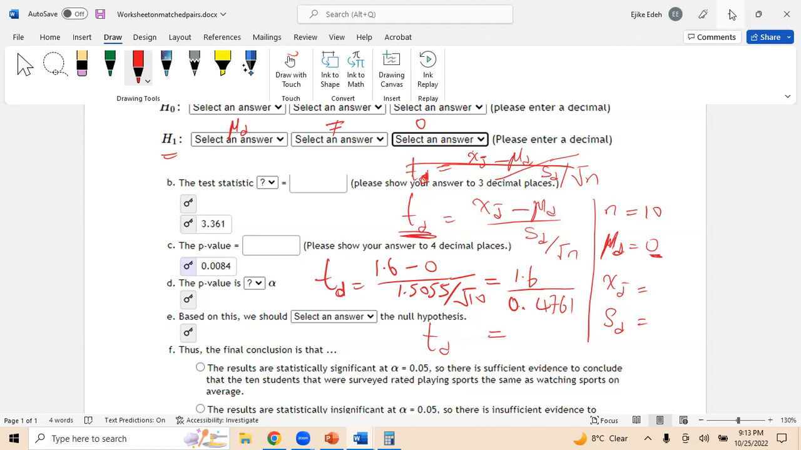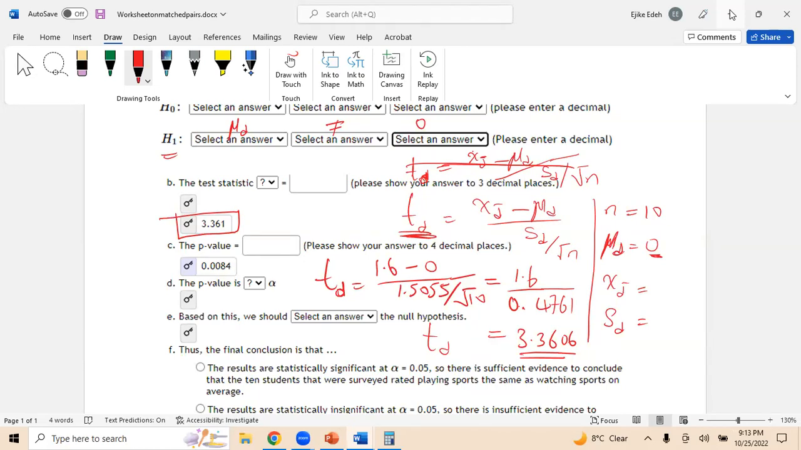So when I simplify that too, then finally my t test will be 1.6 divided by 0.4761. That gives me 3.3606. So that gives me this, and if you round off, that gives you the value you have. Okay, so just be diligent, work this slowly, and you're able to match that.